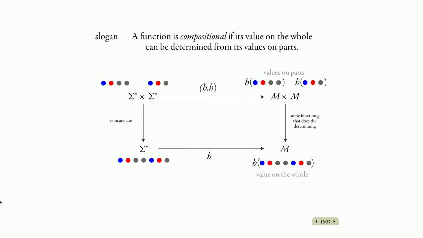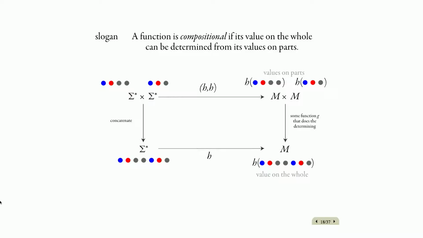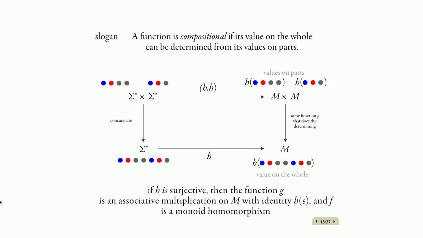So the formal notion of compositionality is: a function H is compositional if there exists a function G, this function G here, such that this diagram commutes. By trying to formalize what it means to be a compositional function: you give me the values on the two parts, I apply the function, and give me the value on the whole. And now there's a straightforward lemma which says that this is exactly the same thing as a monoid homomorphism.